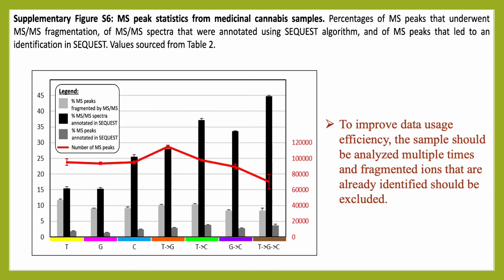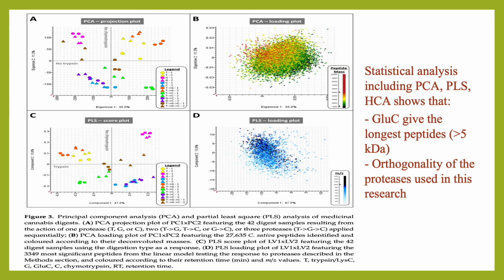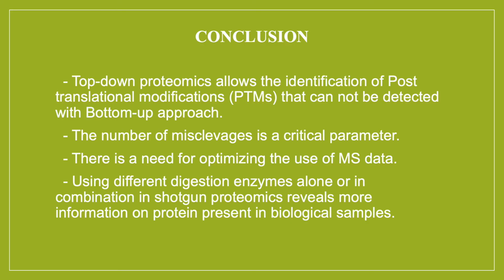The author also suggested that in order to improve the efficiency of data usage, the sample should be analyzed multiple times and fragmented ions that were already identified should be excluded from later searches. Some multivariate analyses were also conducted, and the results show the sample treated with glucose gives the longest peptide, which is larger than 5 kilodalton, and also confirm the orthogonality of the proteases chosen in the experiment.